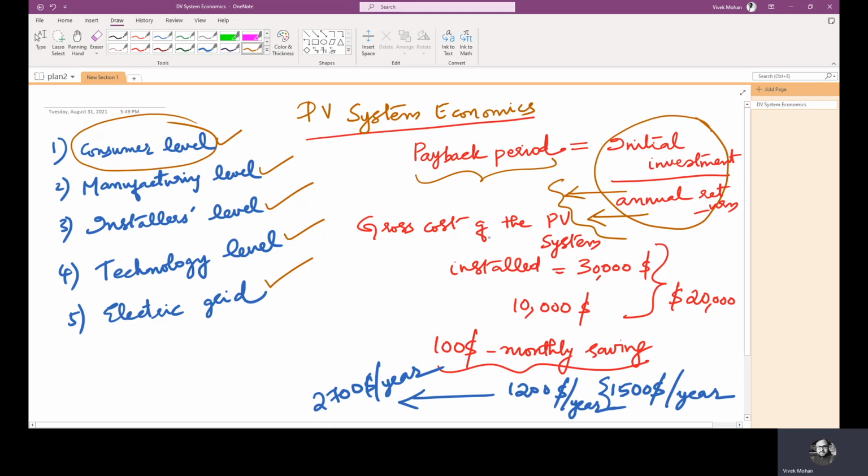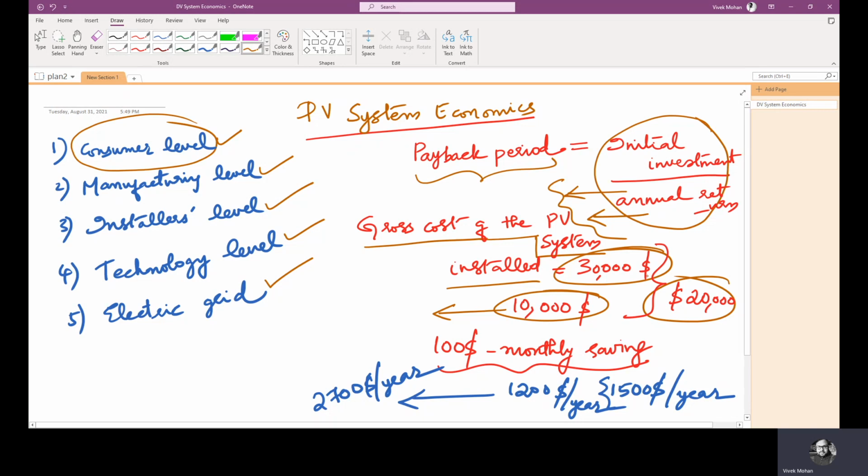Let the gross cost of the PV system installed on the rooftop of a house at a particular location be $30,000. But for this $30,000, he gets a discount of $10,000 as subsidy in the upfront cost. So the net cost is only $20,000.